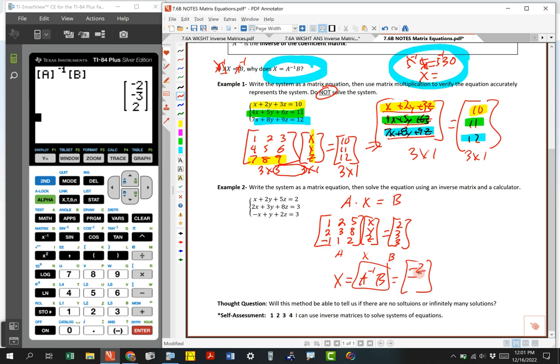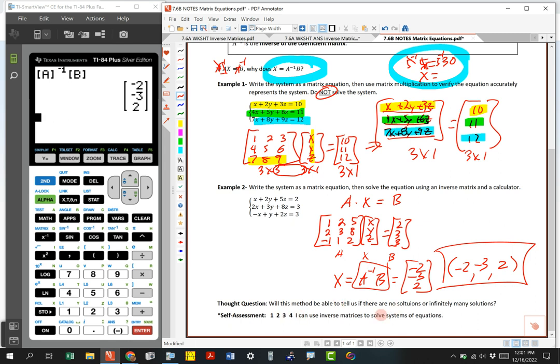So -2, -3, and 2. Then all you have to do is just write down the ordered triple. So -2, -3, and 2. This just reminds us that what we're looking for is the point where the planes cross. They happen to cross at that particular point. Okay? But it's three-dimensional.